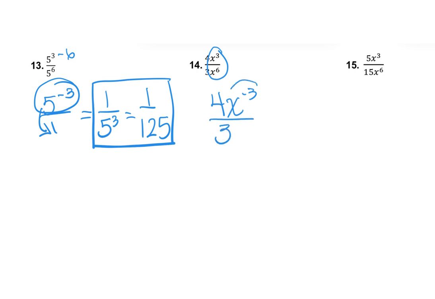Now, we don't want to have that negative exponent, so we're going to just simply bring that down. And you'll have 4 then and 3x to the 3rd on the bottom. And remember, don't touch that 4. That 4 is not attached to that x, and that does not have the negative exponent. So for time purposes, we're going to skip number 15.